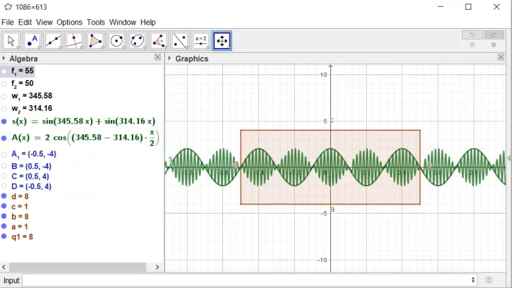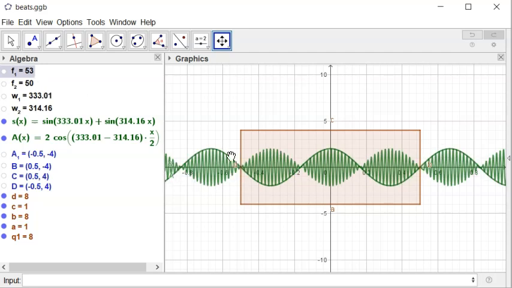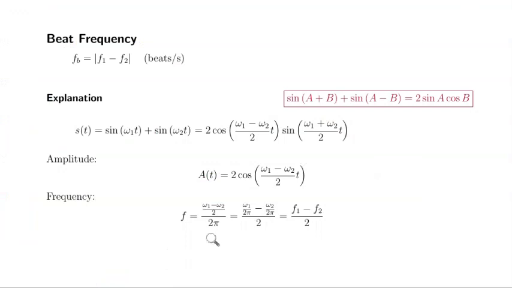If you look at the picture, maybe I'm going to go down to here, one cycle of the amplitude function is from here to there. You can see that one cycle of the amplitude function actually contains 2 beats. So the number of beats is going to be twice as many as the number of cycles of the amplitude function. So we need to multiply the frequency by 2. So beat frequency is going to be 2 times the frequency of the amplitude function.